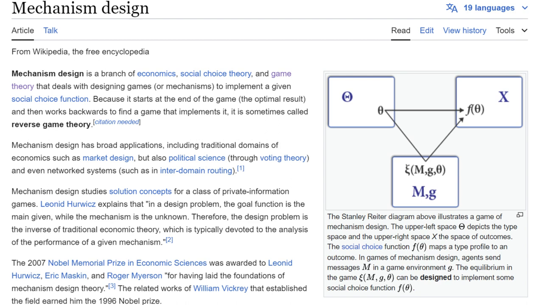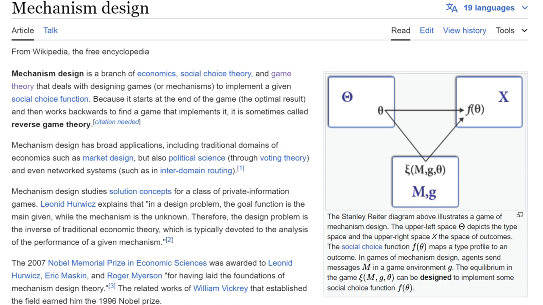Mechanism design has applications including traditional domains of economics, such as market design, but also political science, including network systems. The mechanism is the unknown, therefore the design problem is the inverse of traditional economic theory, which is typically devoted to an analysis of the performance of a given mechanism.